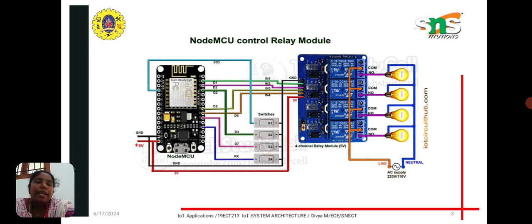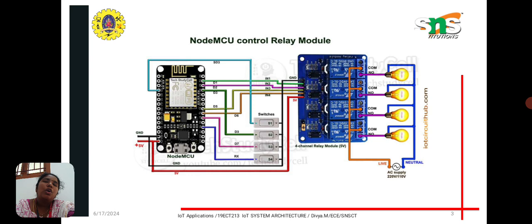Then we can directly connect to the relay. The switches are also directly connected to the relay, so we can manually switch the lights on and off. This is the module for automating the light to turn on automatically while entering the home, or if we send some messages, it will automatically turn on the lights.